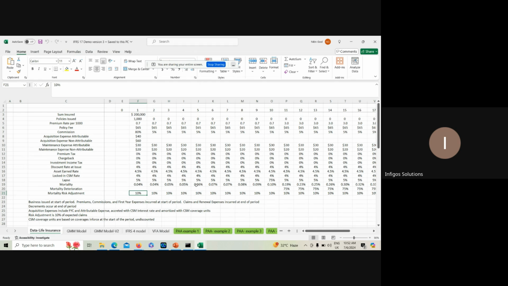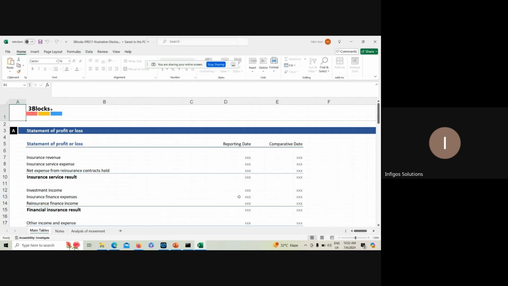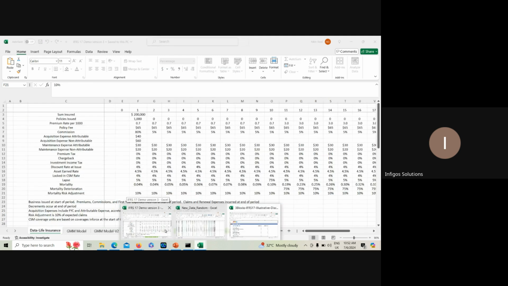The sheet I am showing is a disclosure sheet, which insurance companies basically need to report to the RBI or any other central organization in the country, like the Central Bank of London, or in Indonesia it will be the Central Bank of Indonesia. So it will have a profit and loss statement, which we are already seeing here.